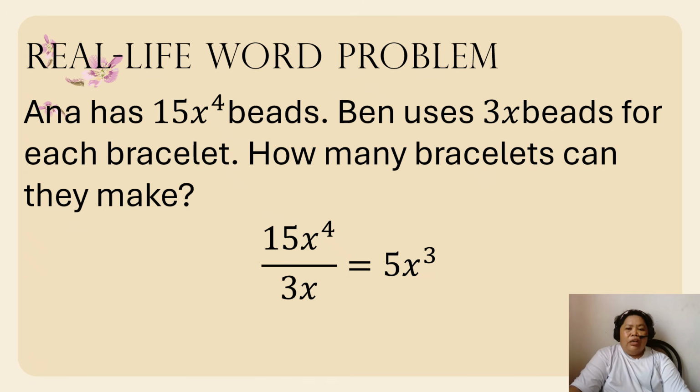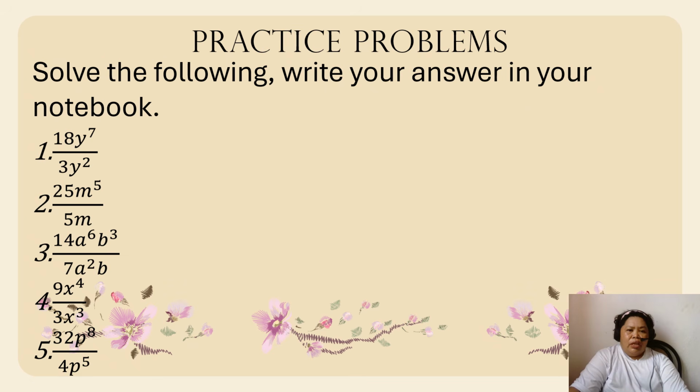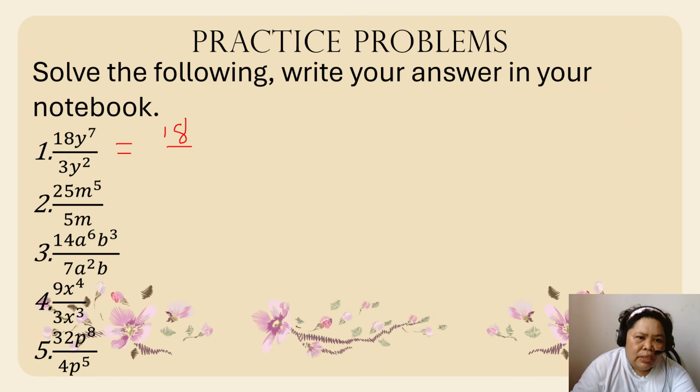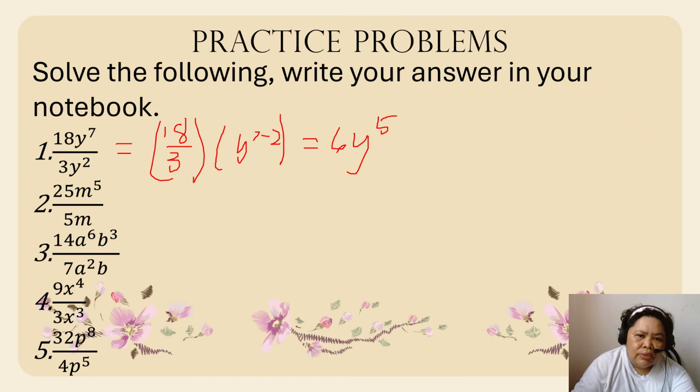Okay, now let's continue. So we have here a practice problem. Solve the following, write your answer in your notebook. Now, first we have 18 divided by 3. And then for y, we have 7 minus 2. So 18 divided by 3 is 6. Then y, we have 7 minus 2, that's 5. So this is the final answer.